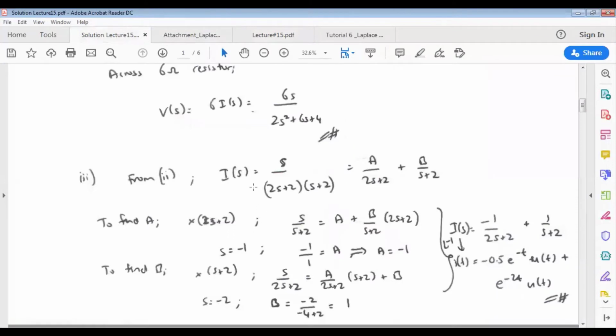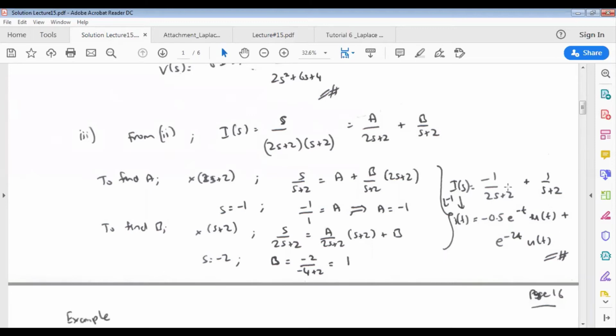I'm going to use the Is which has been obtained from part 2 just now. Is is s over 2s plus 2 times s plus 2, and we need to write this in terms of partial fractions. So we have A over 2s plus 2 plus B over s plus 2. This is based on partial fractions that we learned in lecture 13, so I don't want to discuss further on this. You can refer to the solutions on your own. We managed to get A is -1 and B equals 1.